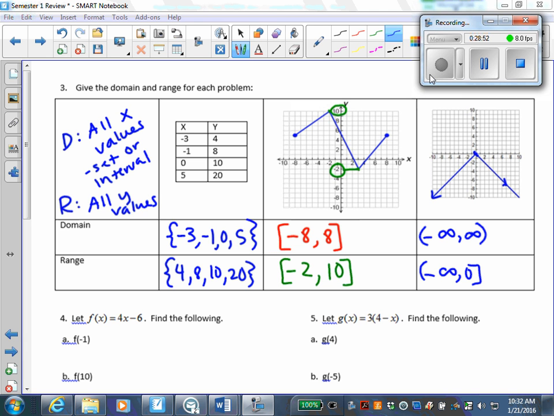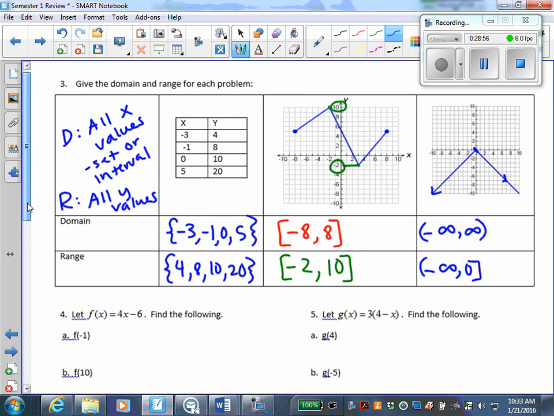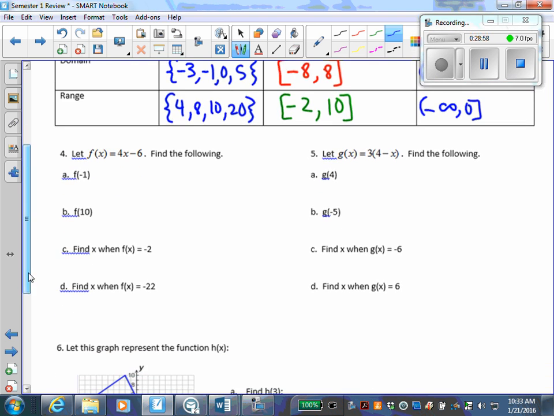All right, number 4, now we're getting into some function notation. Let f of x equal 4x minus 6. Find the following. F of -1. We plug that in for x. So that would be 4 times -1 minus 6, which is -4 minus 6, which is -10. F of 10 would be 4 times 10 minus 6, which is 40 minus 6, which is 34.